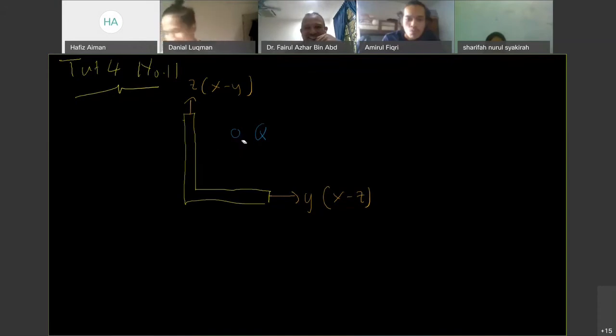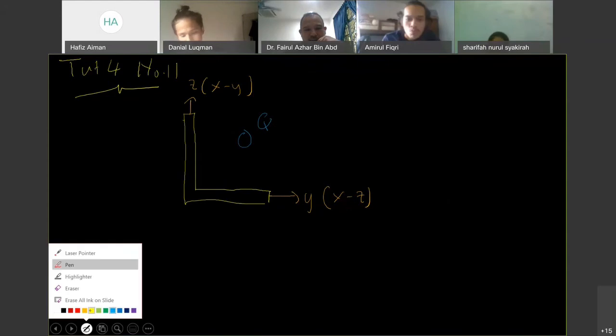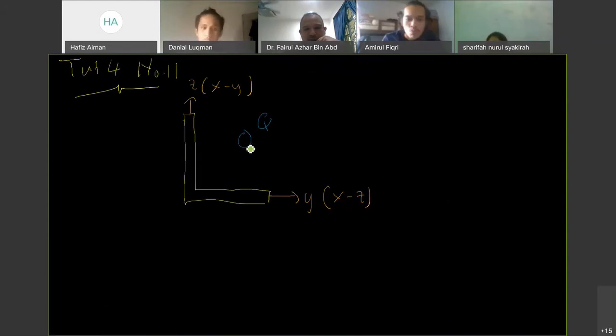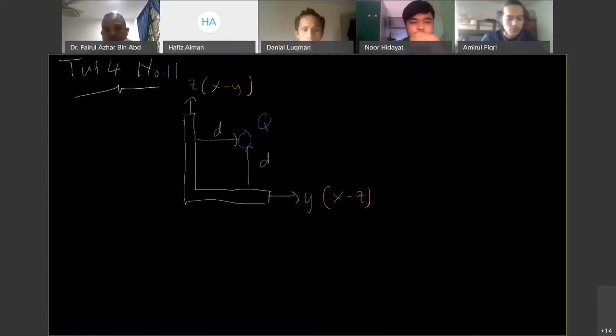Alright, so we have one Q here. This is one particle charge, located at a distance of d from both grounded planes. Then use the image method to establish the validity. So this one is a positive charge.